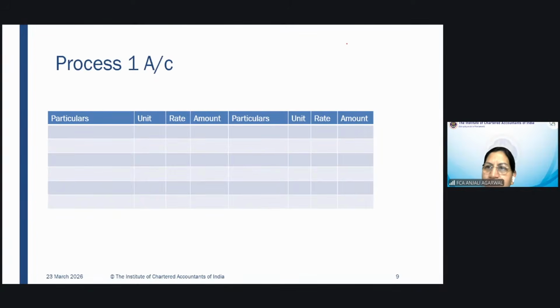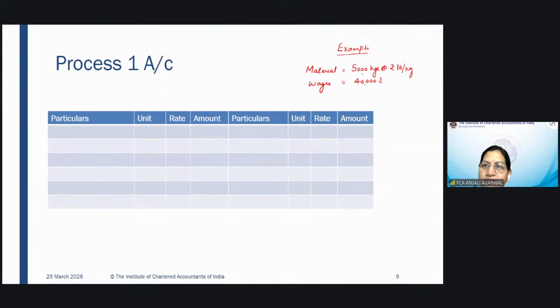So let us take one example here in which I will cover all the points. Let's say raw material introduced in the process is 5,000 kgs at the rate of 10 rupee per kg. Wages incurred are 40,000 rupees. So you see, material is 50,000, wages are 40,000.